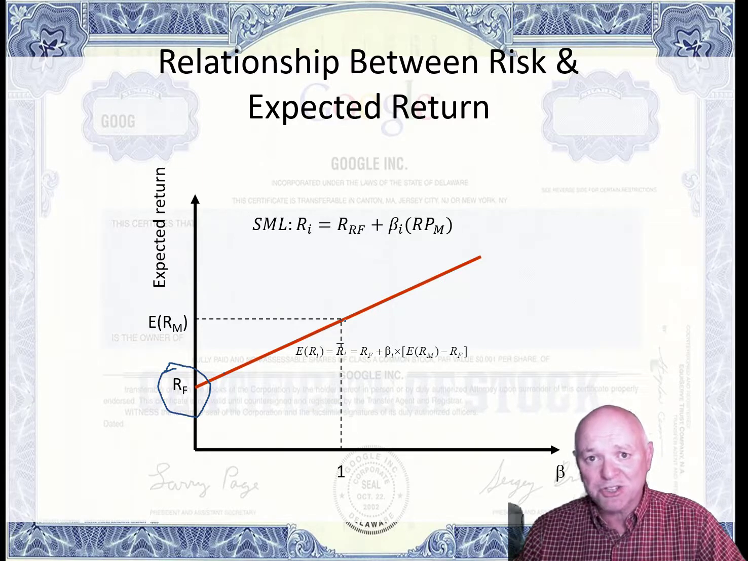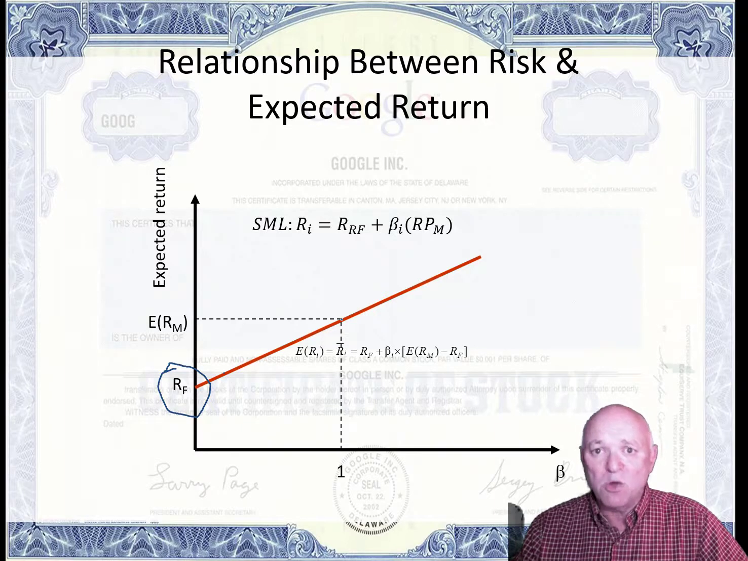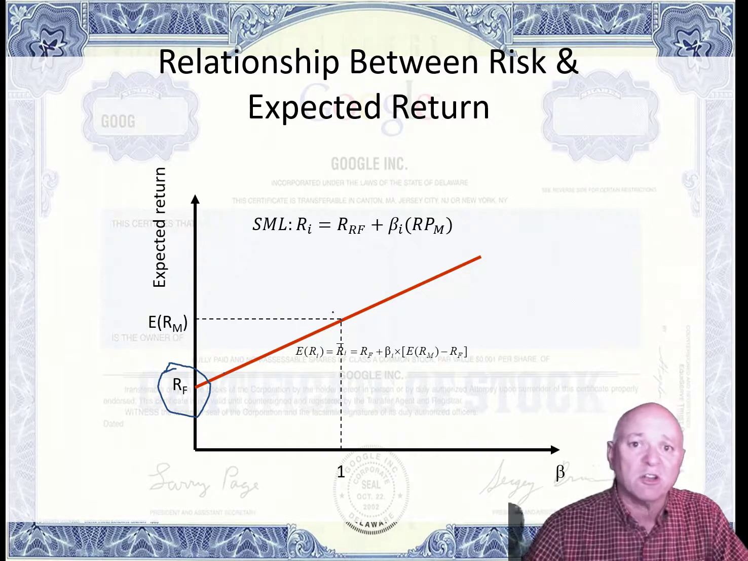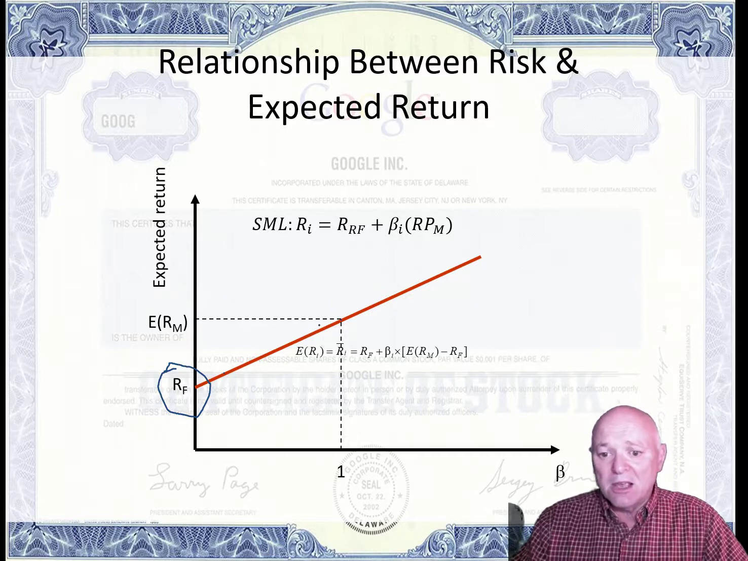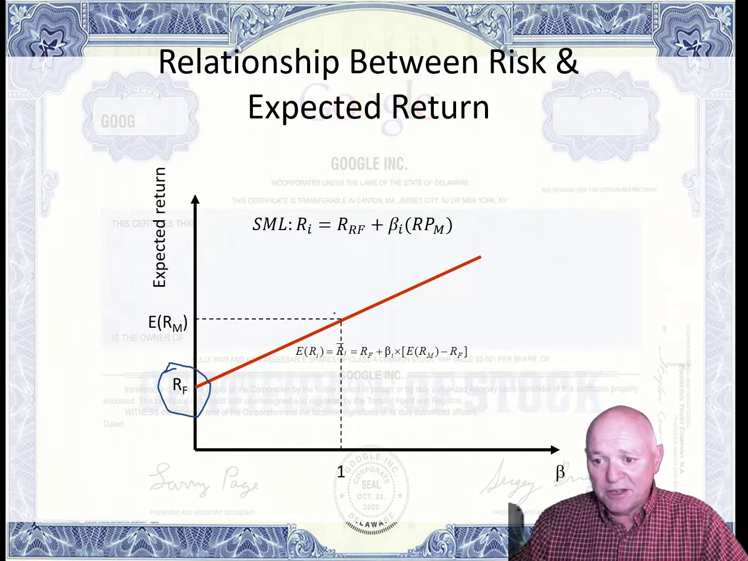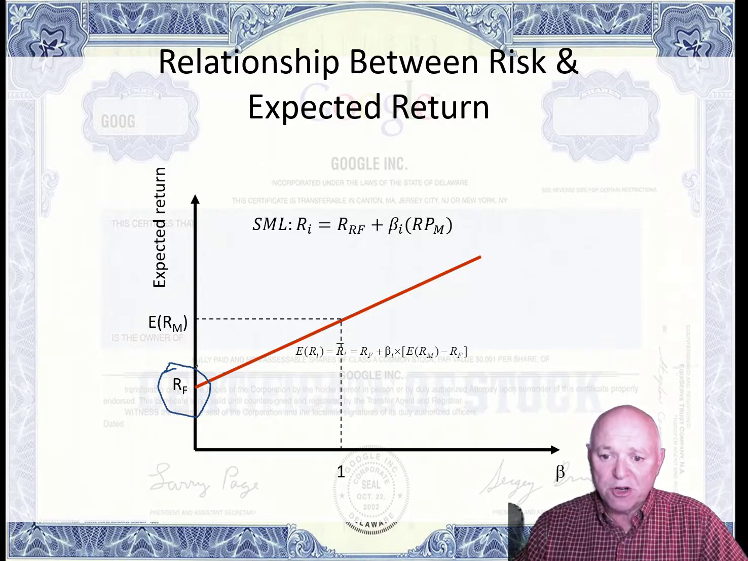R M minus R F. And remember back to when we introduced the idea of R M, we get that by taking a look at the historical long-term returns to a stock market. So in this case, a beta of 1 indicates an expected rate of return of R F plus R M minus R F times 1.